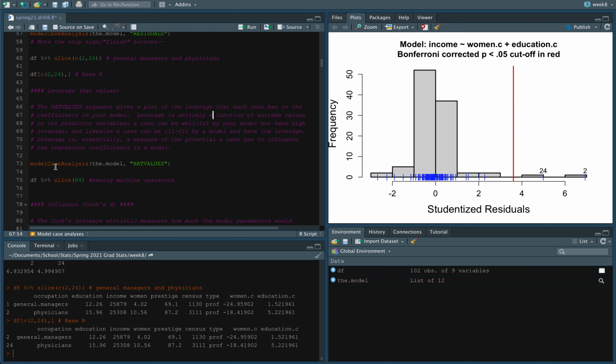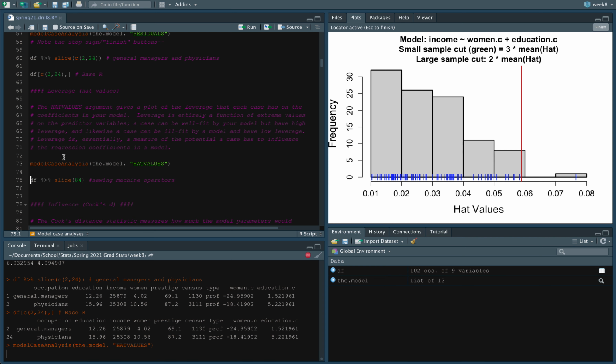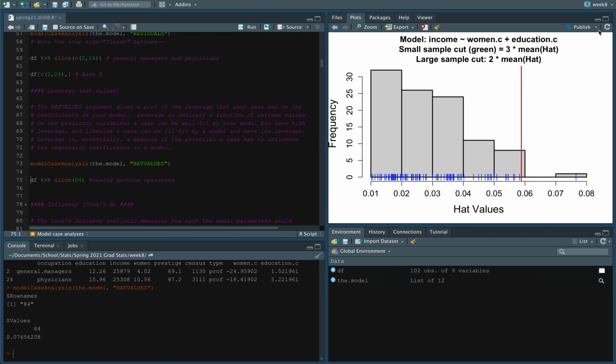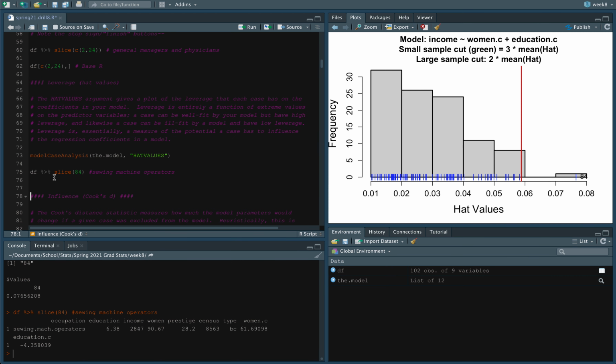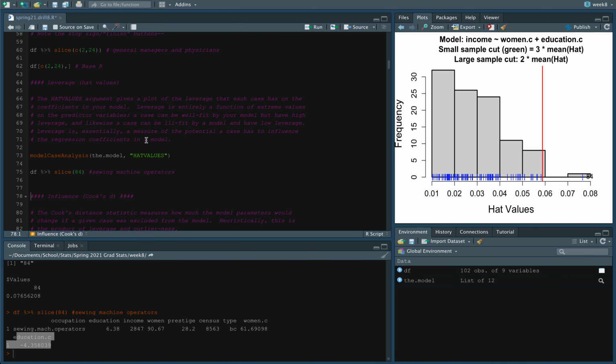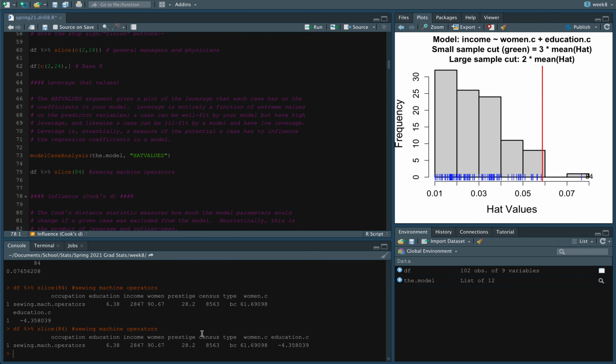And so if we look at our model case analysis and put in our hat values, again, here we have the same thing. We have our stop sign and our finish button up here. And there's only one value that is above the cutoff, the red. That one is row 84. And so when we slice the data frame to get 84, we get that that is our sewing machine operators.